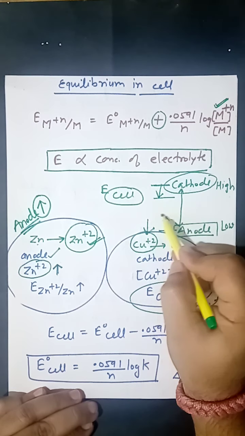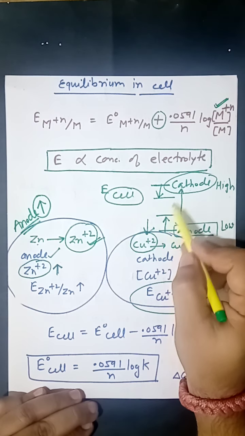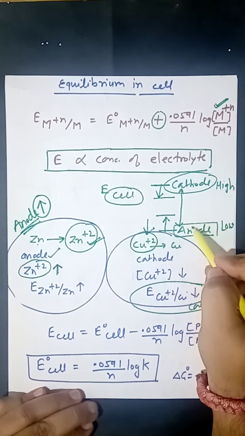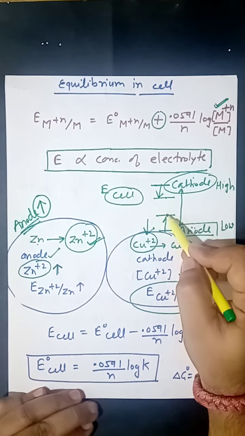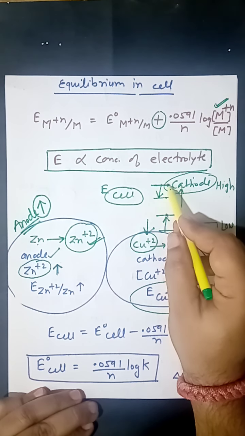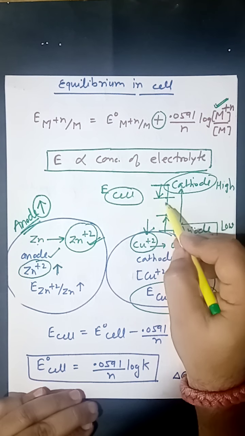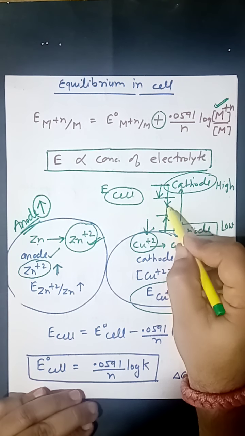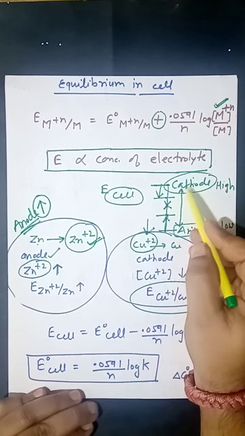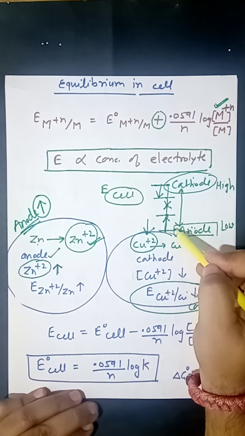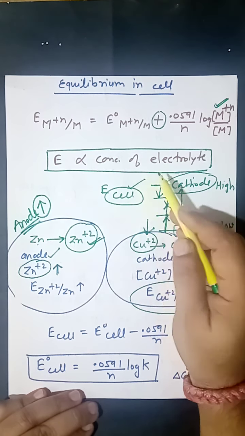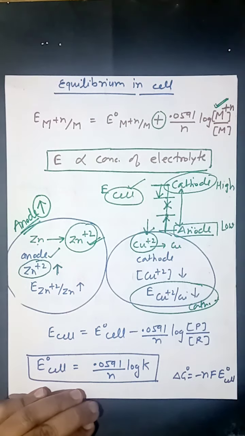It means now you can see here that cell potential decreases. Earlier this was the cell potential, and now this is only the cell potential. It is the potential difference between cathode and anode. Even after some time, the potential further decreases for the cathode and further increases for the anode, and after some time, the potential of cathode and anode becomes equal. At this particular point, the cell potential becomes zero, and this is known as equilibrium in cell reaction.